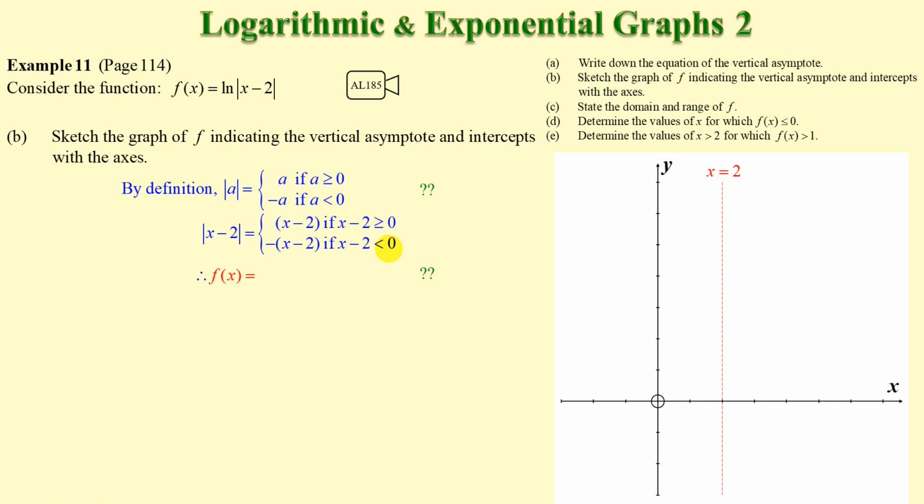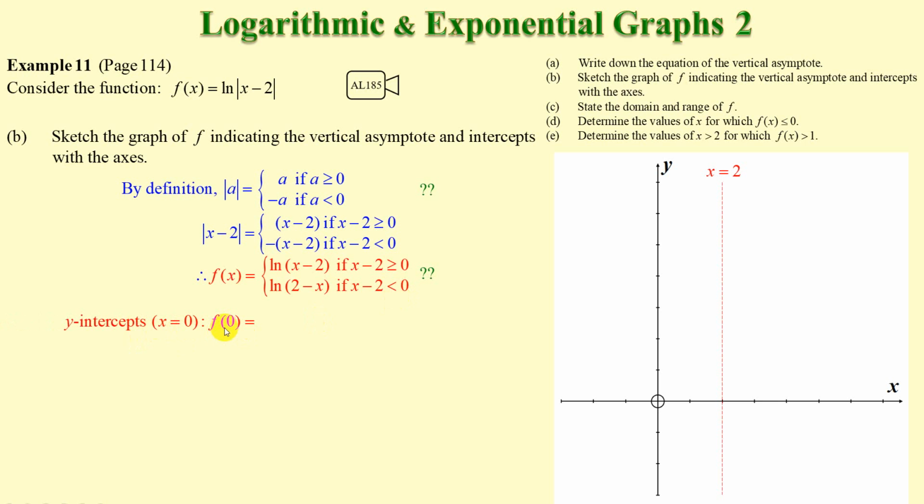So, f of x equals. Now we're just going to do exactly the same thing where we're going to bring in the ln. So there we are, ln of x minus 2, if x minus 2 is greater than or equal to 0. And ln of 2 minus x, if x minus 2 is less than 0. So we have two graphs as such.